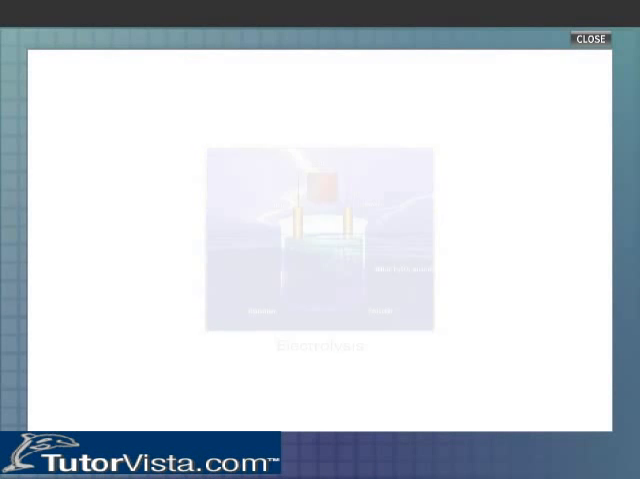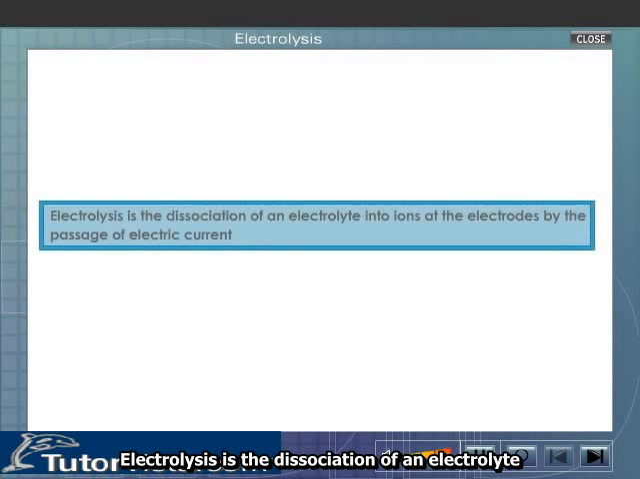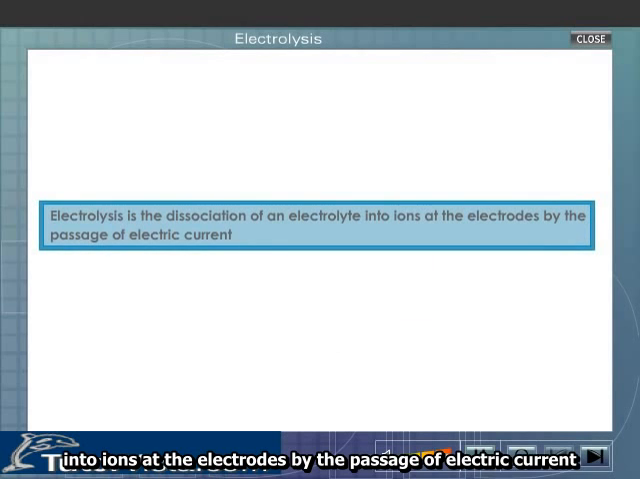Electrolysis. Electrolysis is the dissociation of an electrolyte into ions at the electrodes by the passage of electric current.